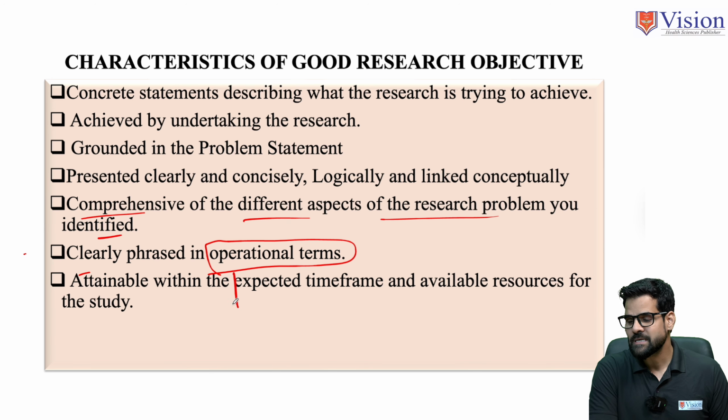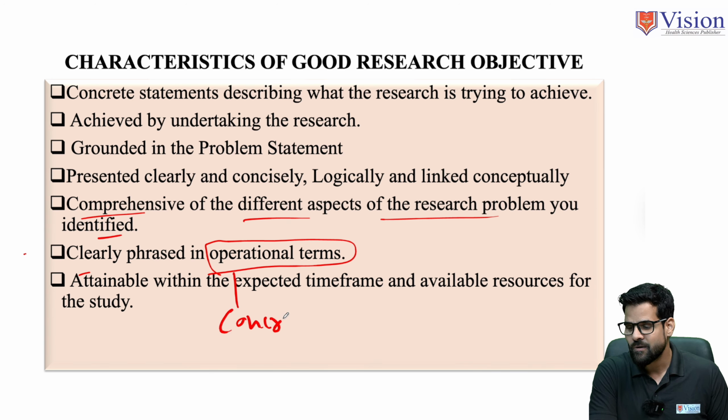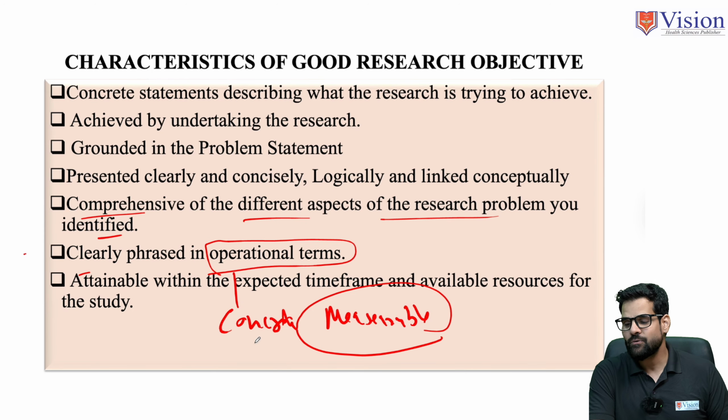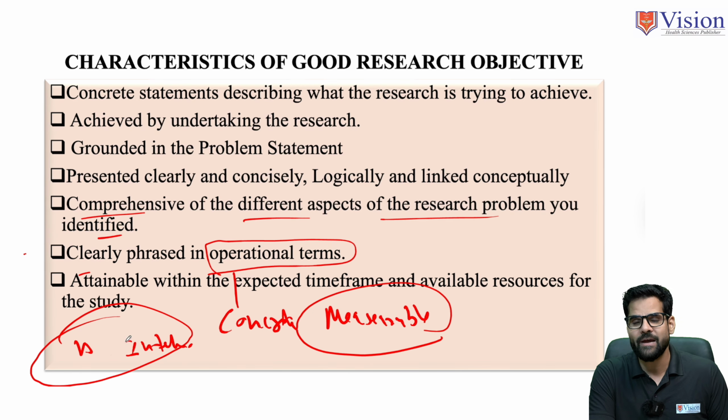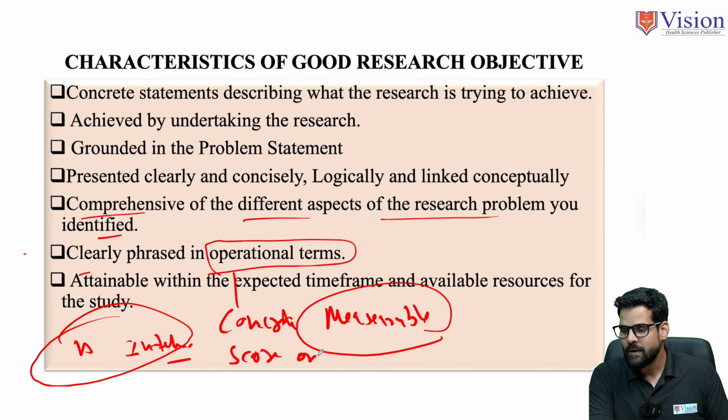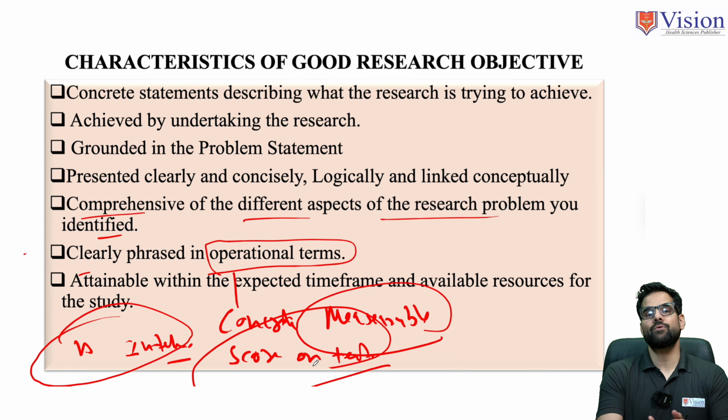What do you mean by operational? It means it should be concrete or measurable. For example, if I want to assess someone's intelligence, or academic intelligence, how will I make it operational? Maybe I'll just say a score on a particular test. So this becomes operational. Okay, so whenever you frame an objective, it should always have variables which are at a measurable level.